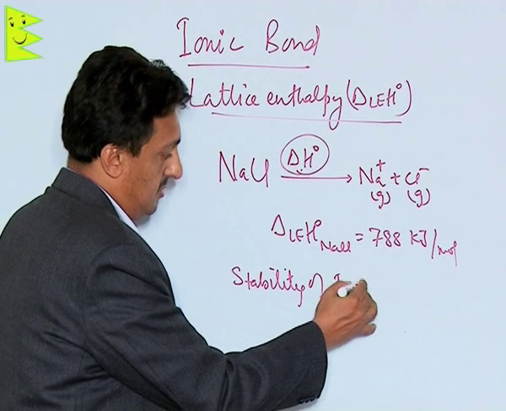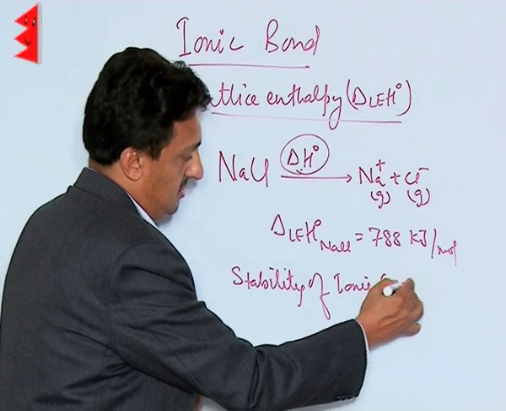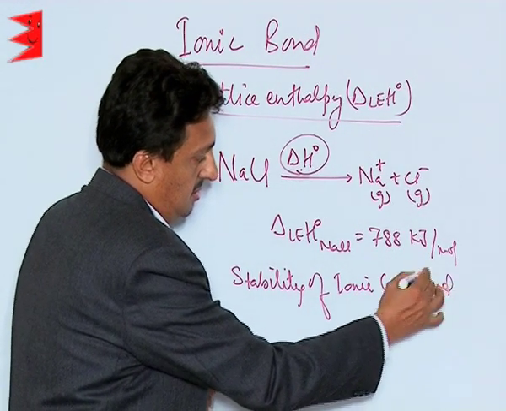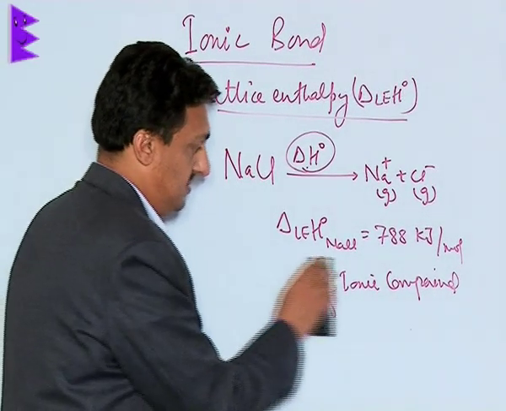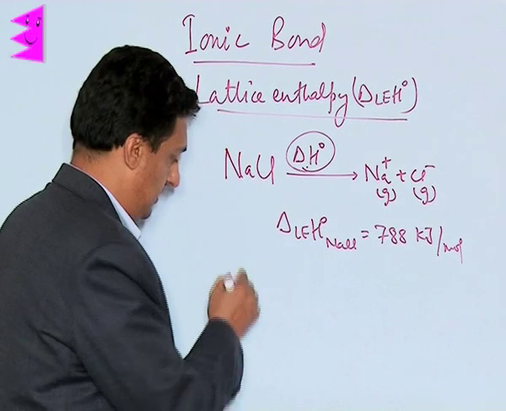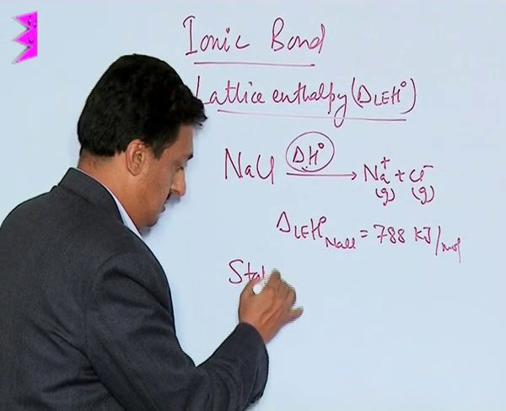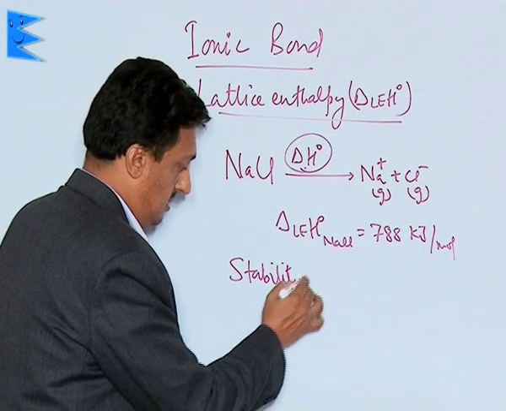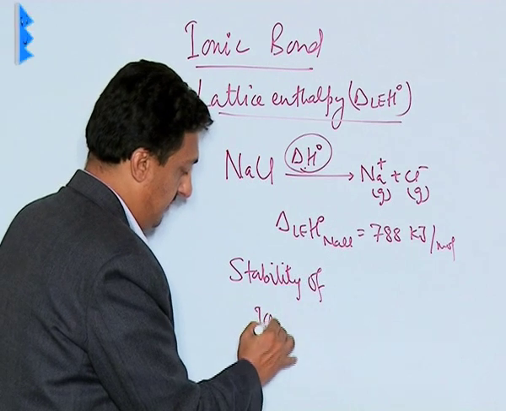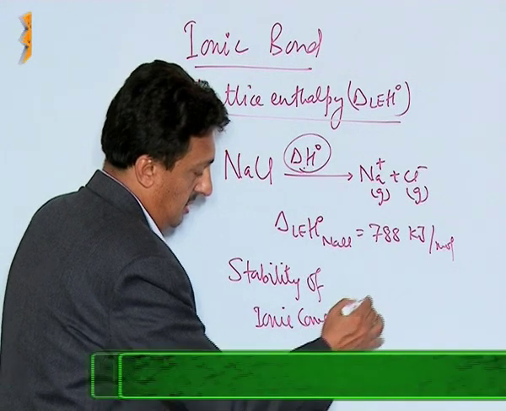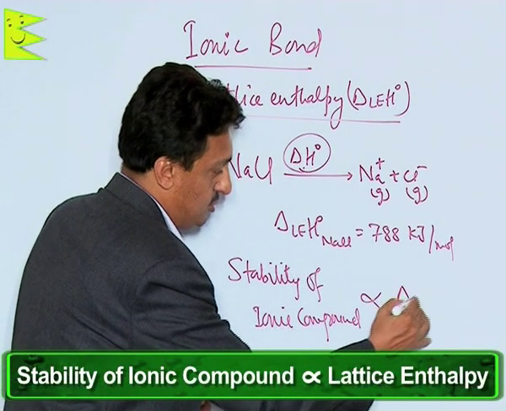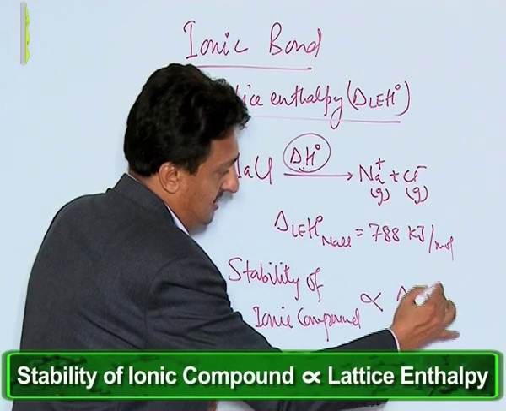of ionic compound, let me write it down here, stability of ionic compound is directly proportional to the lattice enthalpy.